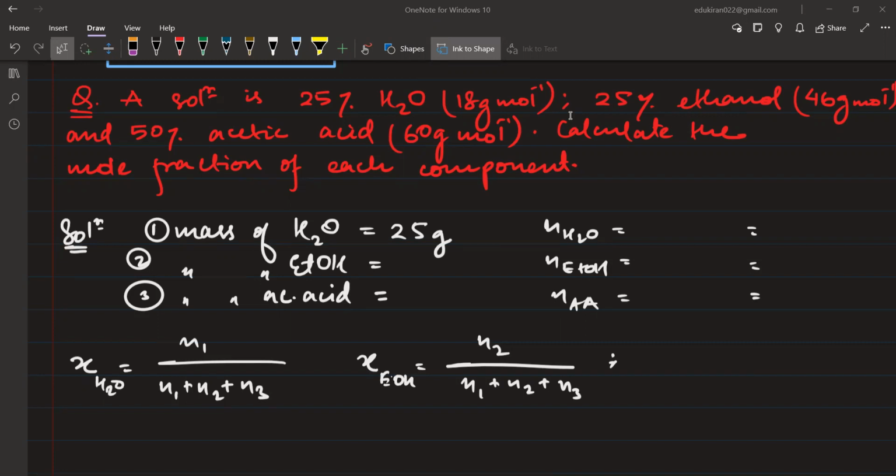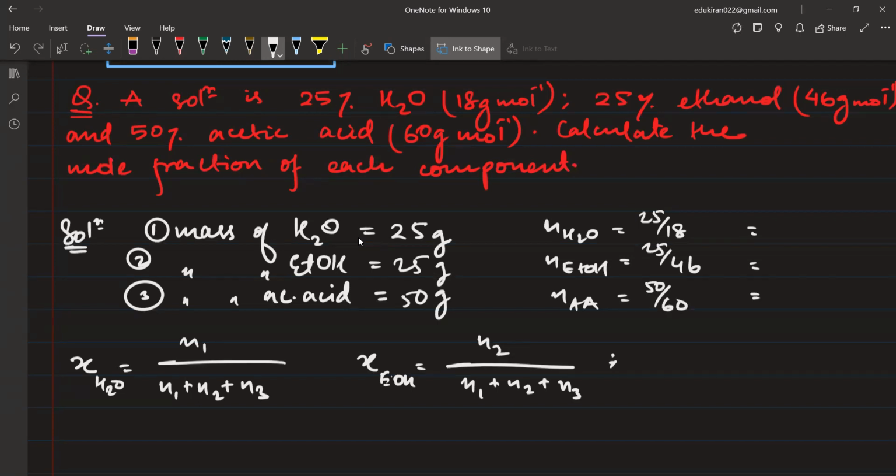Look at the second one, Aisha, what have you written? Sir, 25 by 46, by mistake. Okay, fine. So number of moles of H2O will be 25 upon 18. Number of moles of ETOH will be equal to, this is how much? 25, this is 50. This will be 25 upon 46 and this will be 50 upon 60.